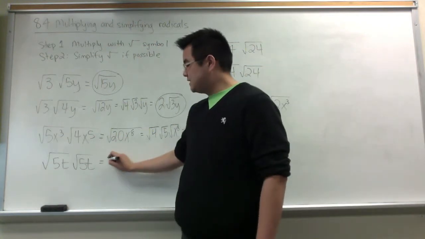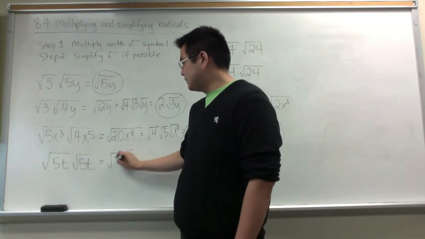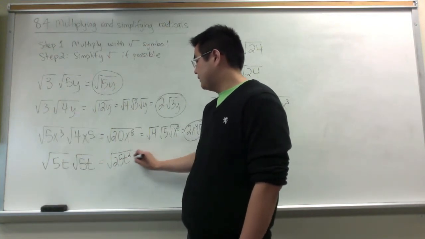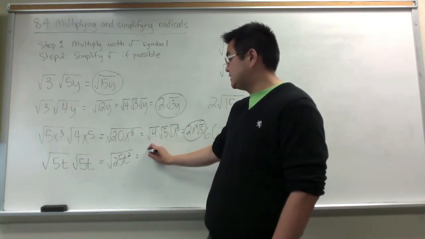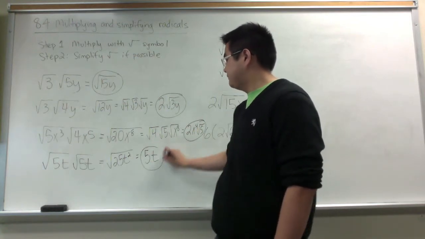In this example, root 5t times root 5t will be root 25t squared. This is a perfect square, so the square root of 25t squared is just 5t.